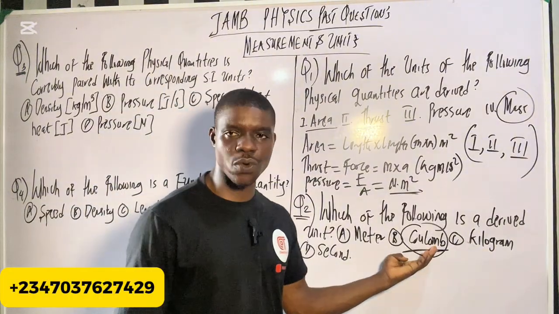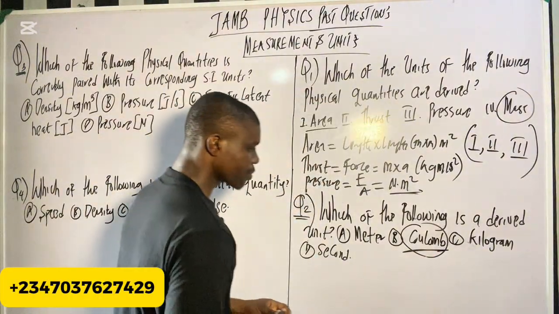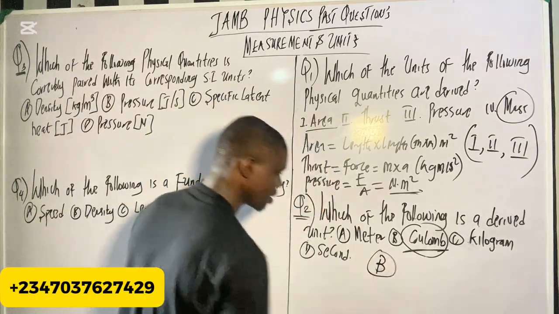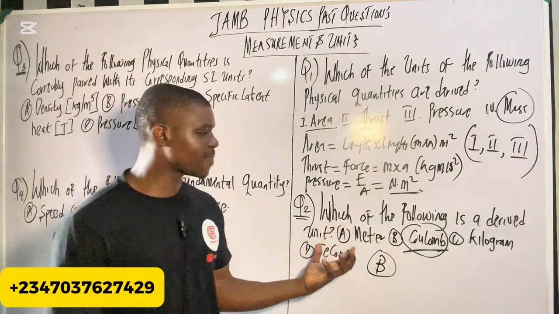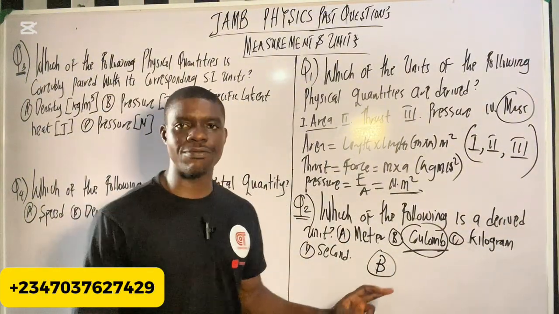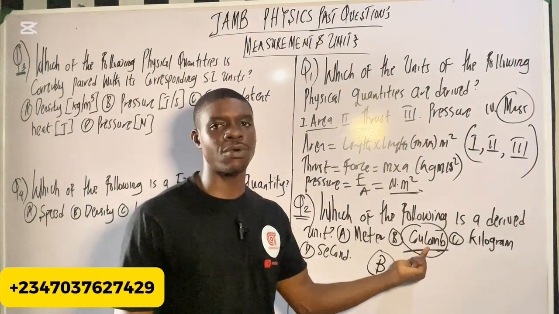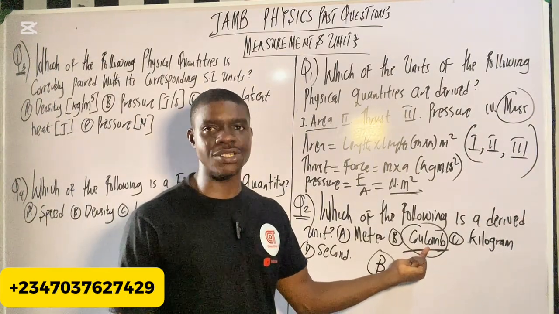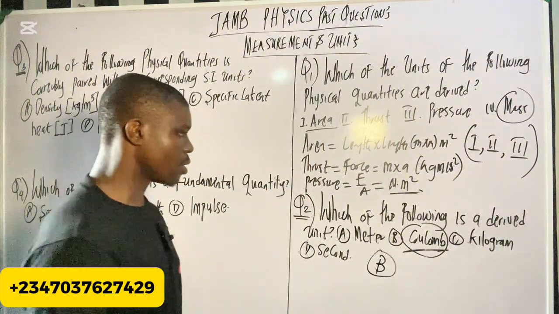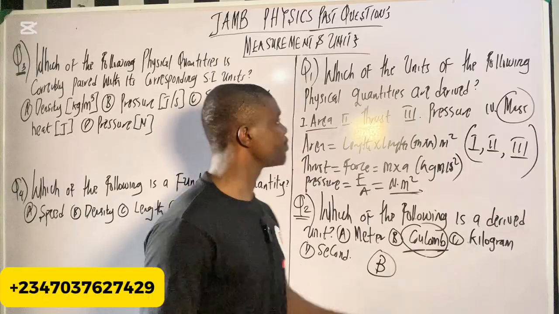This is a derived quantity. It's not a fundamental quantity. So this is the answer. B is the answer. Why is B the answer? Because meter, kilogram, and second are fundamental units. Coulomb is not a fundamental unit. It's a unit of electric charge, and electric charge is not a fundamental quantity. It is a derived quantity. So the answer is Coulomb, right?